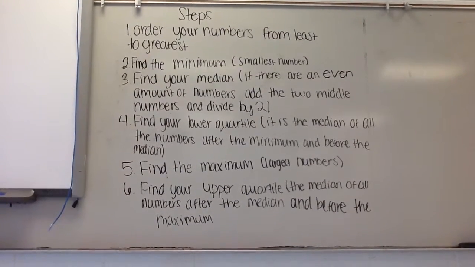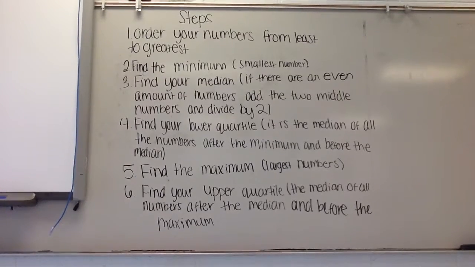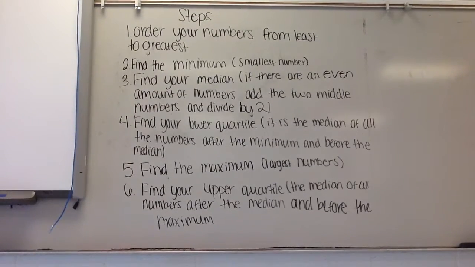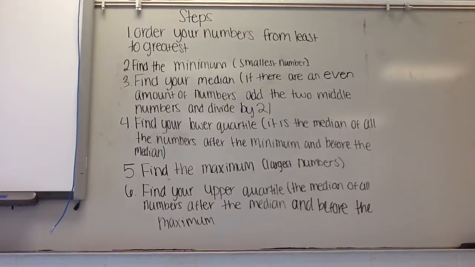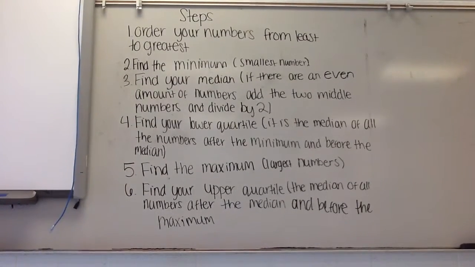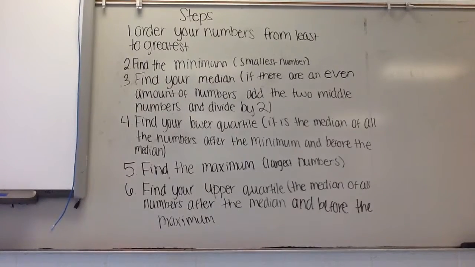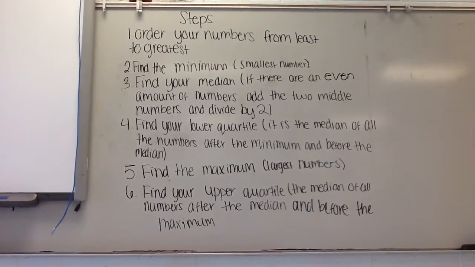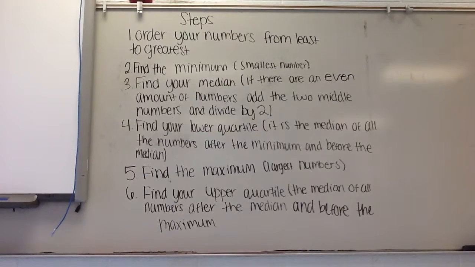And fourth, find your lower quartile. It is the median of all the numbers after the minimum and before the median. Fifth, find the maximum, which is the largest number. Sixth, find your upper quartile, which is the median of all numbers after the median and before the maximum.